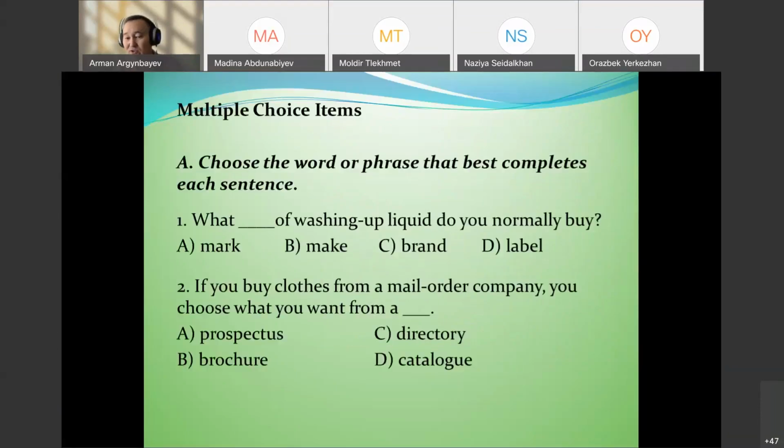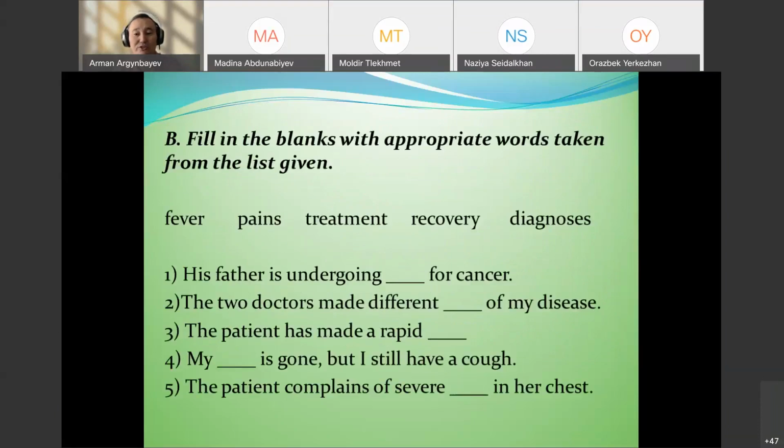So multiple choice, yeah, that we know. You can use choice technique like this one. For example, fill in the blanks with appropriate words from the list given, yeah. But there is one mistake in this exercise. What is it? Can you find a mistake?